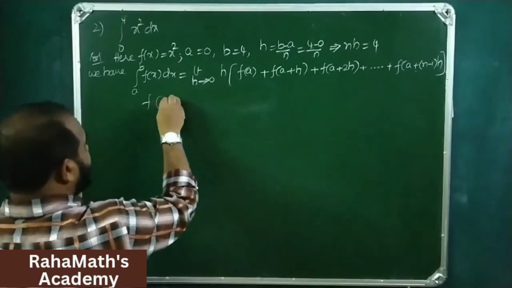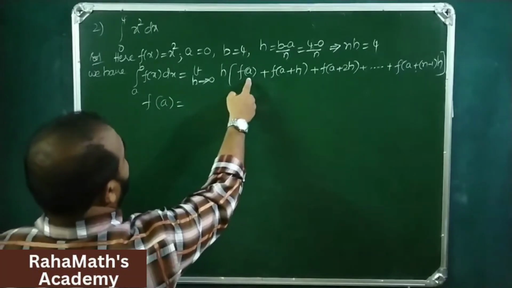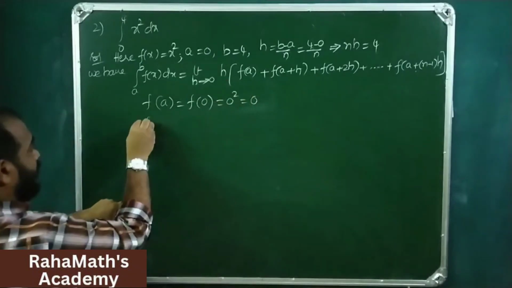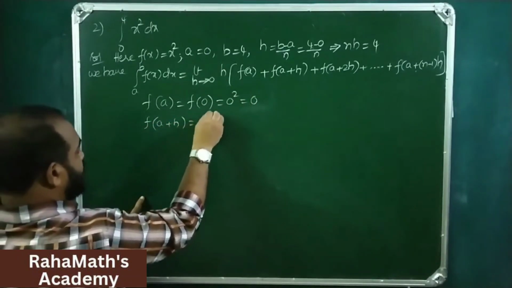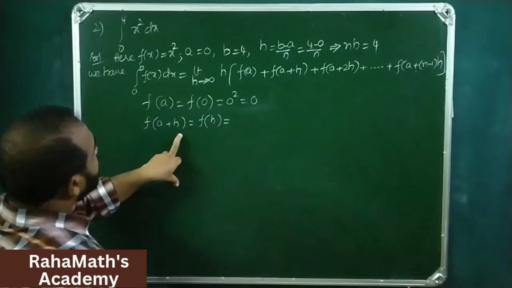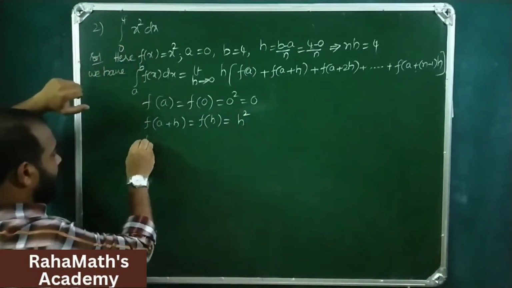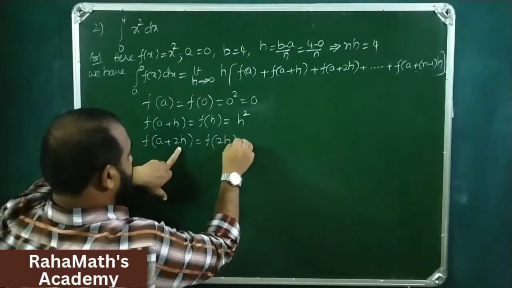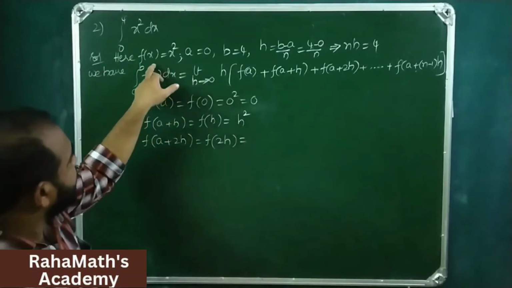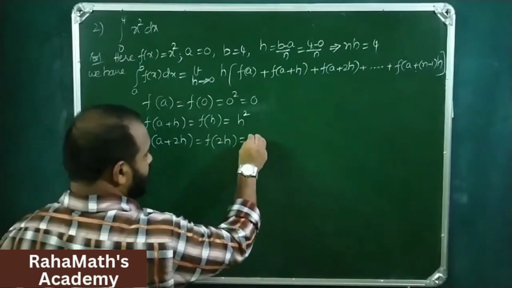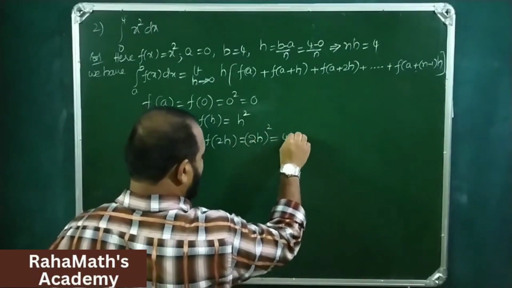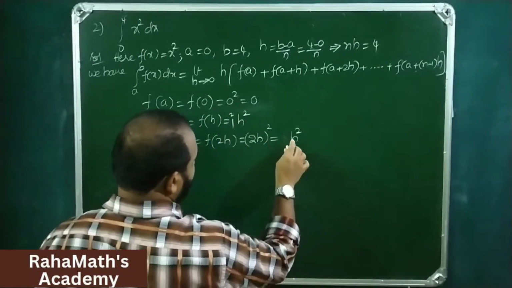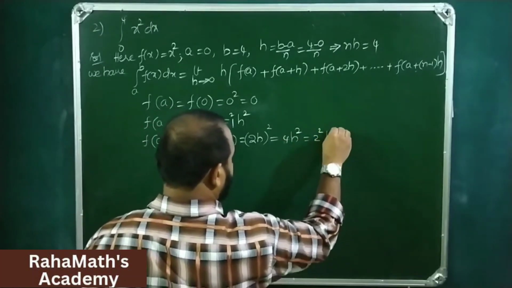f of a equals f of 0 equals 0 square, which is 0. f of a plus h equals f of 0 plus h, which is h square. f of a plus 2h, f of 2h: f of x is x square, so f of 2h is 2h whole square, which is 4h square, or 2 square h square.